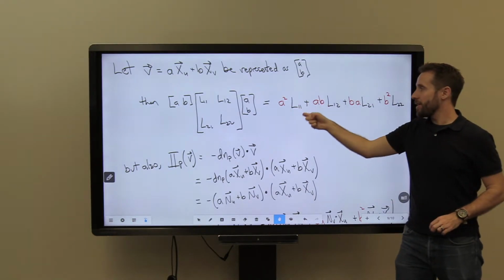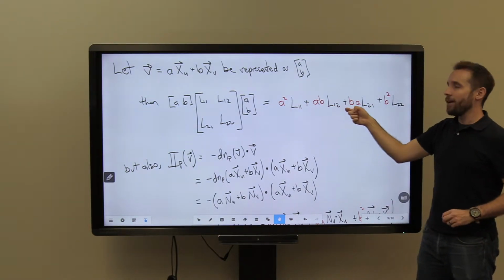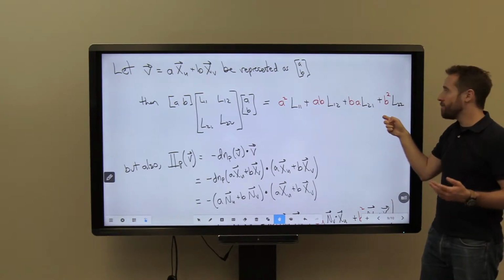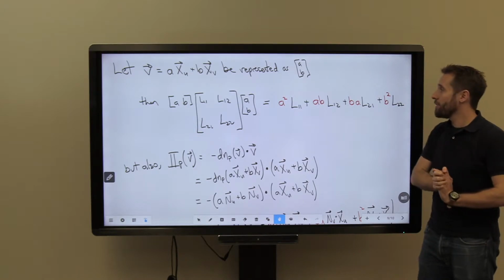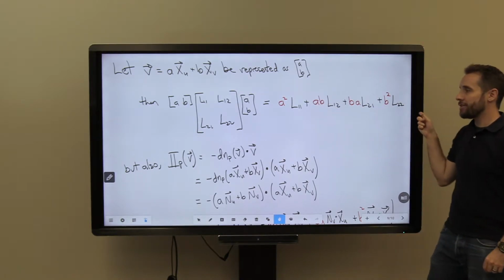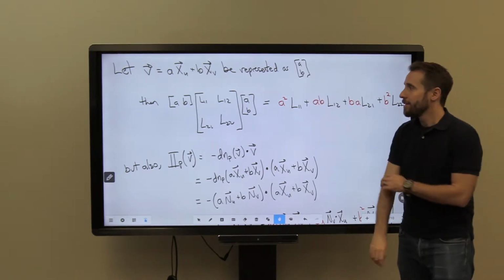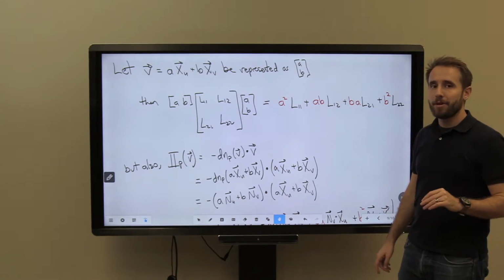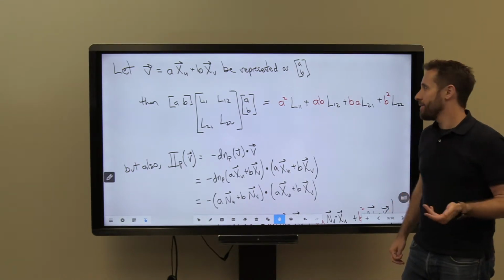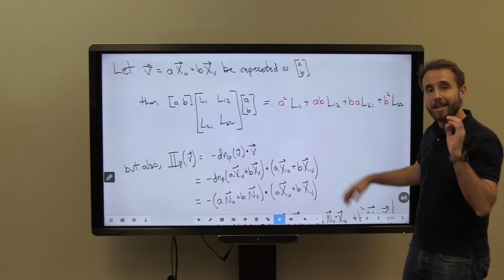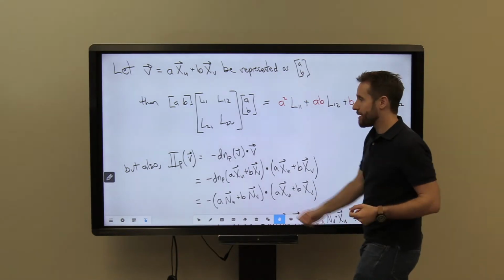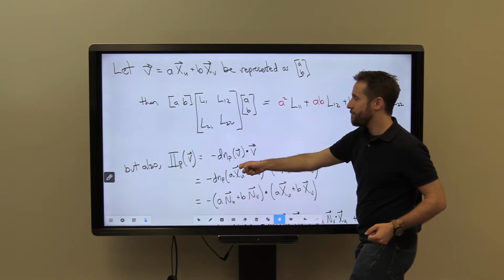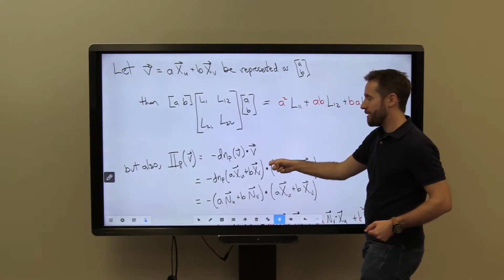We'll have a squared L11 plus ab L12 plus ba L21 plus b squared L22. So our goal is to figure out what each of these Lij's are. And to do that, let's try to compute the second fundamental form in its longhand way, not in its matrix form, but by taking the definition of the second fundamental form as the dot product negative dN sub p of v dotted with v.